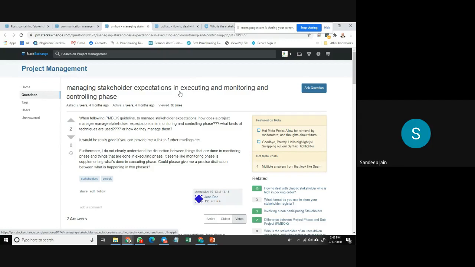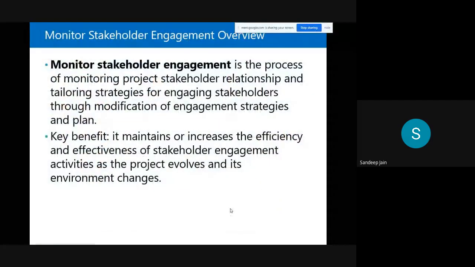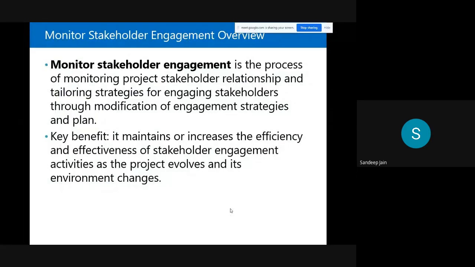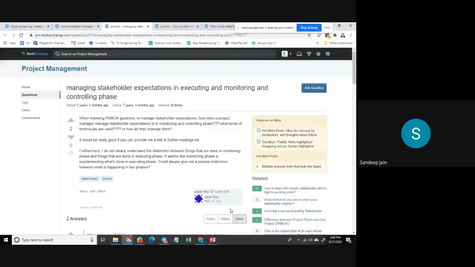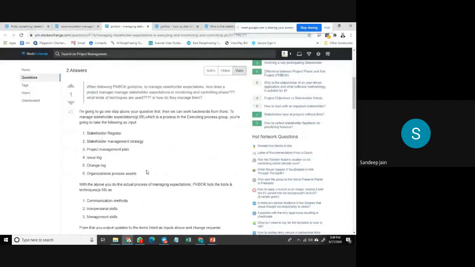Okay, so here there's a confusion between the control and the execution phase. Sir, for execution, we have seen examples. We saw engage stakeholders, and now here we are seeing the stakeholder engagement. So what exactly does it mean by monitoring? So here are the answers. We can take a look.